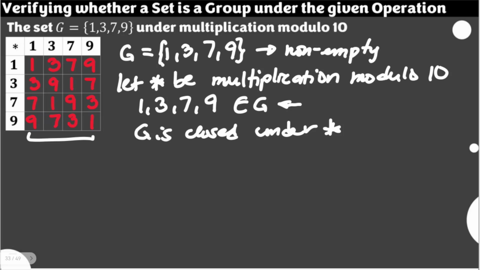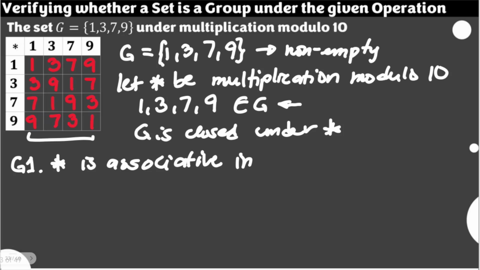Now, after identifying the closure property, let's proceed to the first axiom of the group. We are going to check whether associativity holds, that is, we're going to determine whether star is associative in our set G.